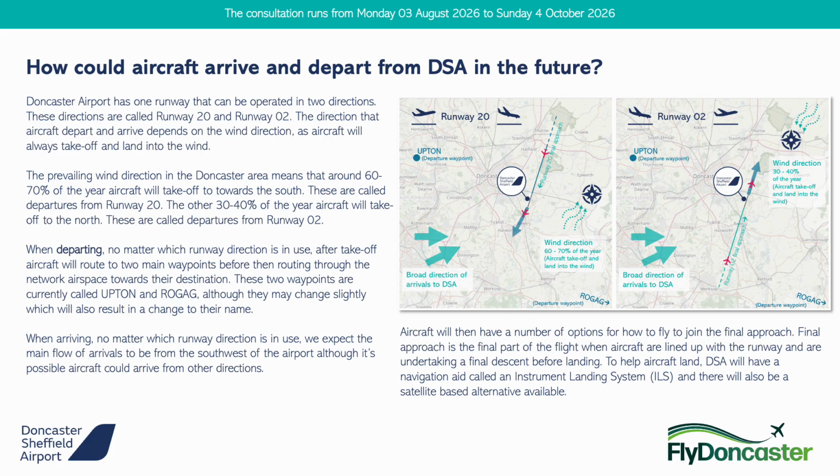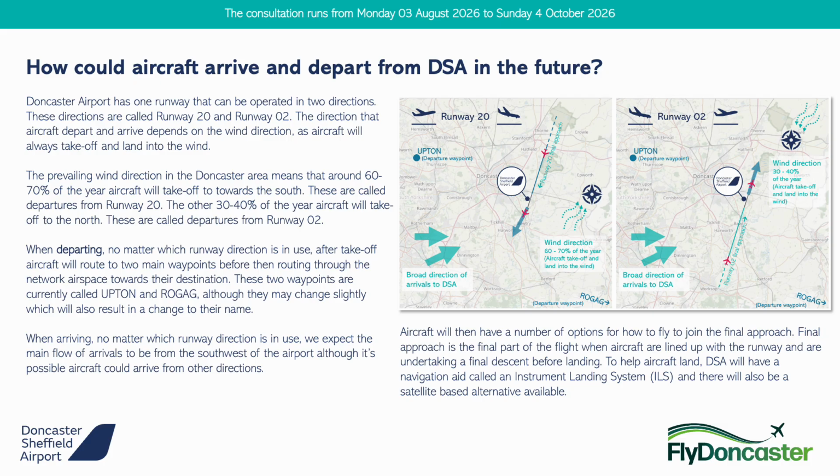After takeoff, the departures will route towards two existing points in the sky before then flying on towards their destination. These two points in the sky are currently called Upton out to the west and Rogag out to the east. Now, their exact positions might actually change slightly, which will result in a change to their name when the routes eventually go live, but they'll be well above 7,000 feet by these points, and it won't affect the route centre lines we show you today. We're just saying this, but for the purposes of this consultation, we'll refer to those existing names.